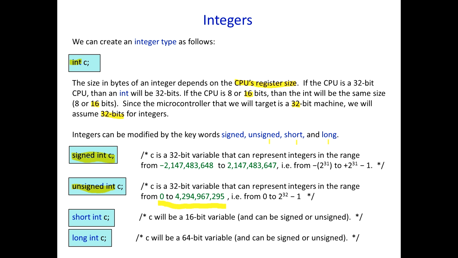A short int is essentially half an integer, so this will be a 16-bit variable, which can also be signed or unsigned. So we could say unsigned short int. A long int is twice the int, which is 32, so in this case it would be 64-bit, and so we could also have it signed or unsigned, so we could say signed long int. But for now we will primarily just use integers.